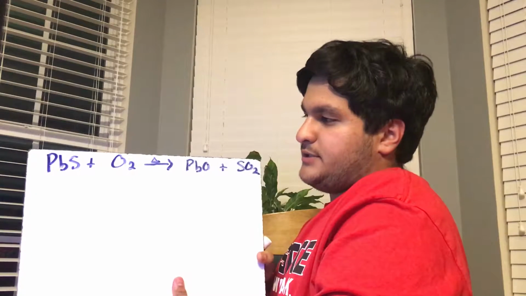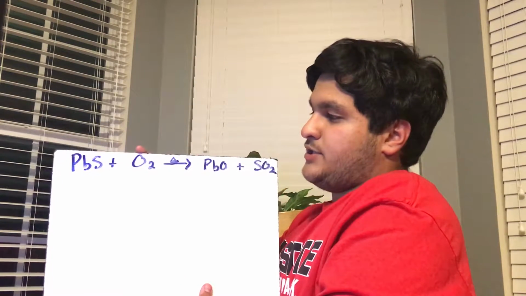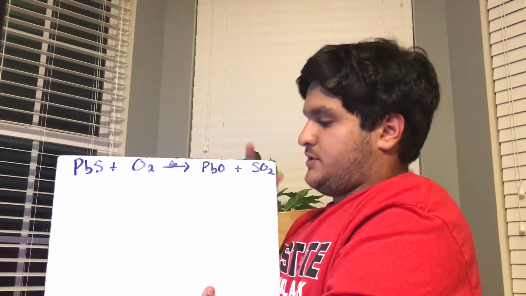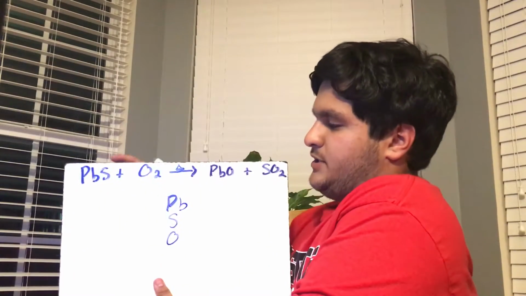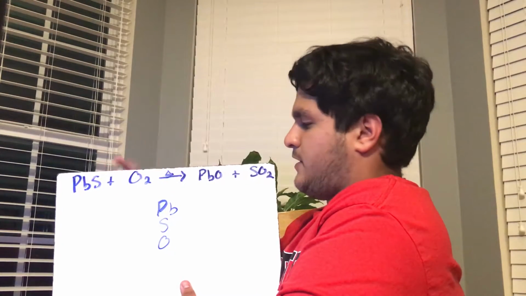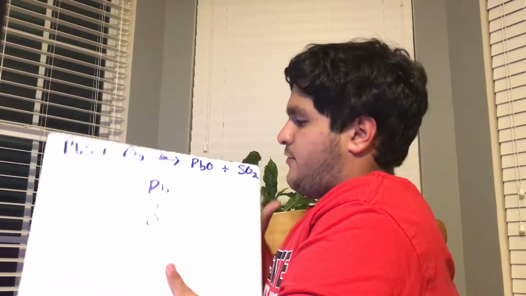So what we want to do next is just balance the equation so we can have the same amount of elements on the left side and the right side. So we will write our three elements, which are lead, sulfur, and oxygen. So we can see that we have one lead on the left, one lead on the right, one sulfur on the left, one sulfur on the right, 2 oxygen on the left, and 3 oxygen on the right.